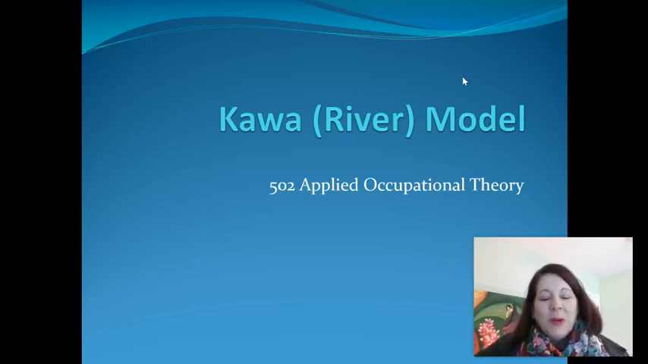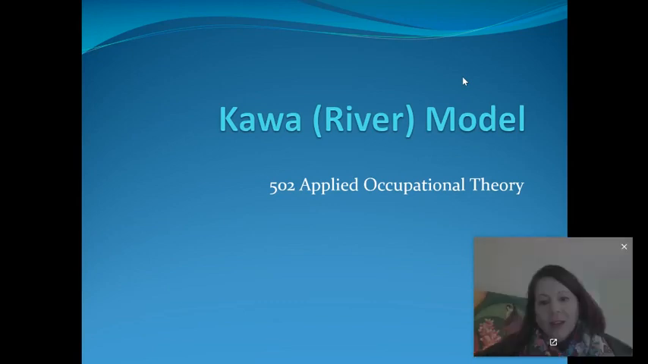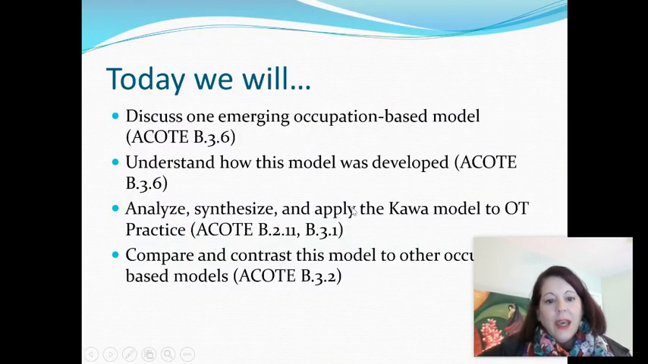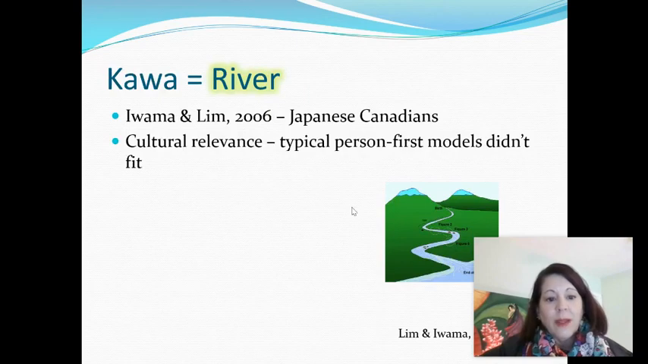Hello, I'm Brenda Howard, and this is Applied Occupational Theory, and we are discussing the Kawa or river model today. Now, this is an emerging model in occupational therapy, and so we're going to be discussing how this model came about, why it was needed, what its emphasis is, and how we can go about using it in occupational therapy.